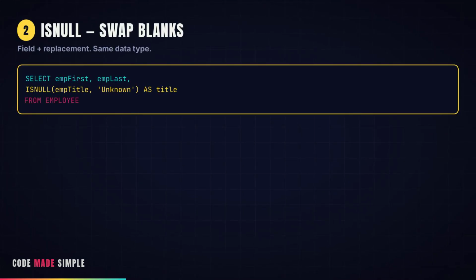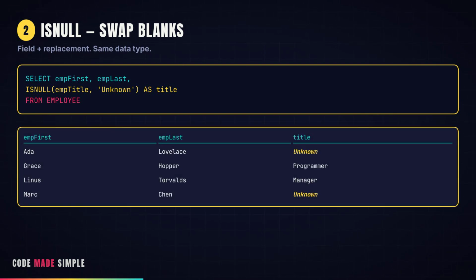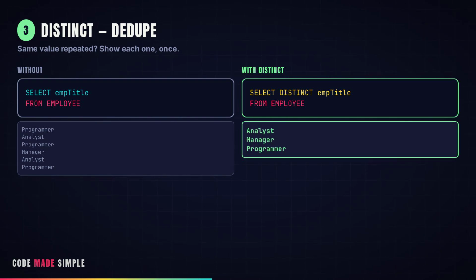Want to show something instead of a blank? IsNull. Two parts: the field and a replacement. IsNull(EmpTitle, 'Unknown'). Every null turns into Unknown in the output. Data untouched, display fixed. Same table, same job title listed 100 times, ugly.